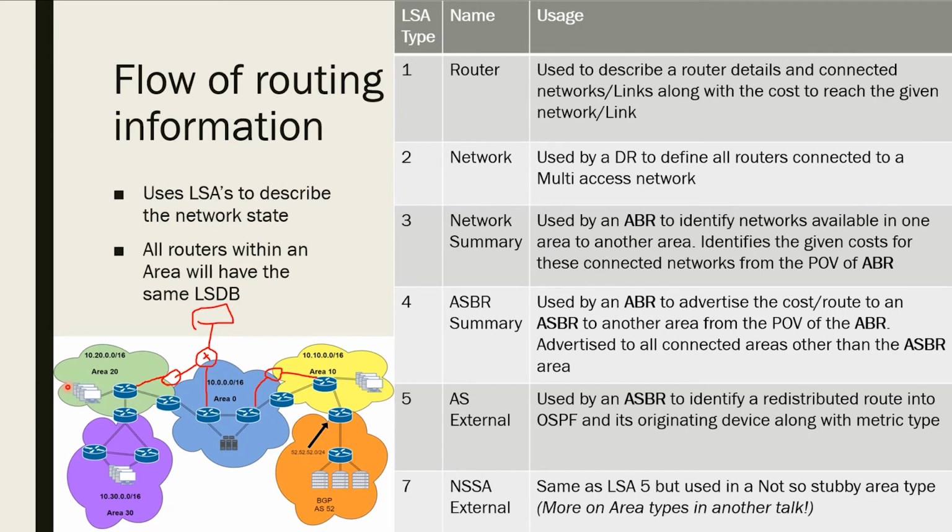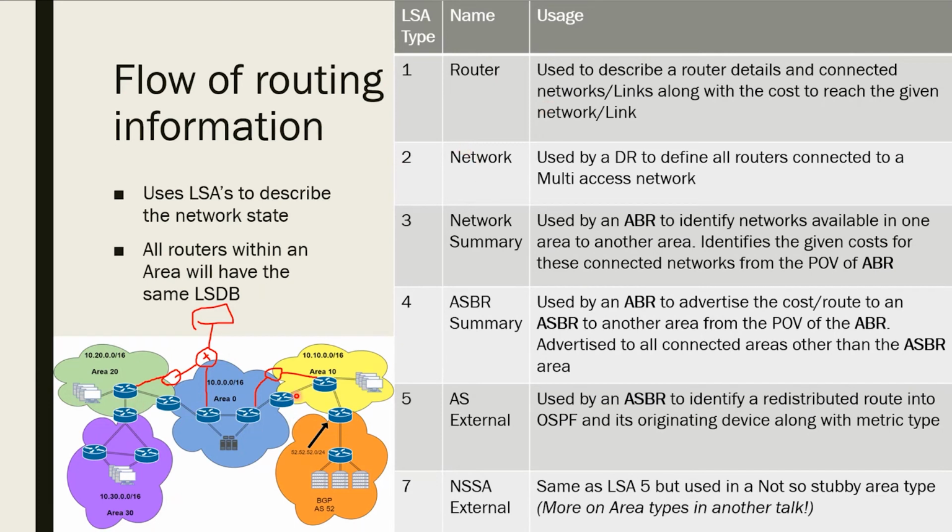So this is where the type 3 comes into play. It's generated by an area border router to describe how you can reach that relevant subnet. This device will generate one for this connected network, and it will identify the cost to that given remote network. In this case, it'll calculate the path to this device, and then it'll add on the cost that's identified in the type 1.